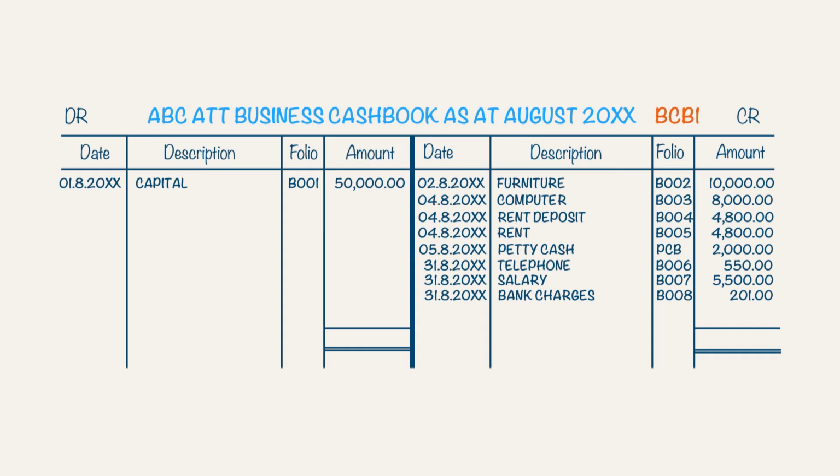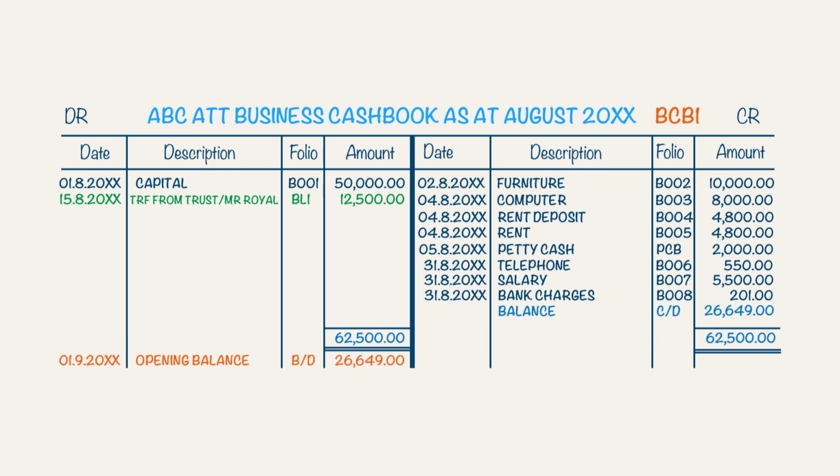On the last day of August, you balance the business cashbook. The completed business cashbook with all the above transactions looks like this. Remember, you have already recorded the fee transfer from Trust, Mr. Royal. You balance the business cashbook by adding up the debit and the credit columns, and the difference between the total is now your new balance carried forward for the month of September.